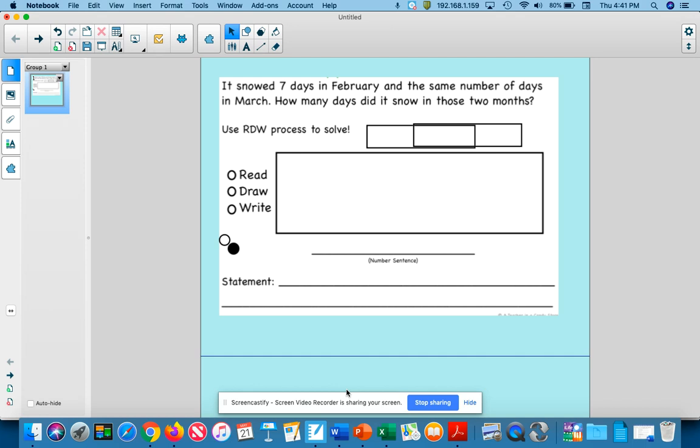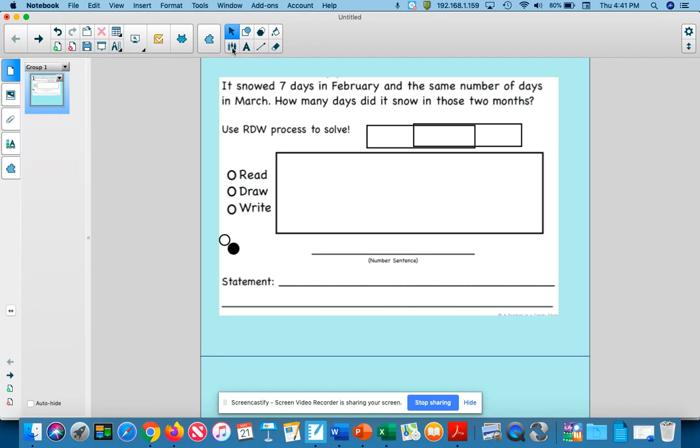I'm going to go over the application problem today for lesson 26. So let's begin with reading it. In our read, draw, write process, it's important to first read the problem at least a couple times to help you. It snowed 7 days in February and the same number of days in March. How many days did it snow in those 2 months?